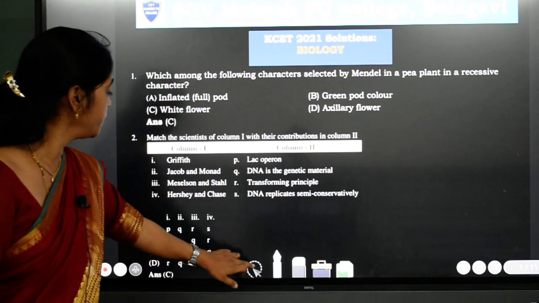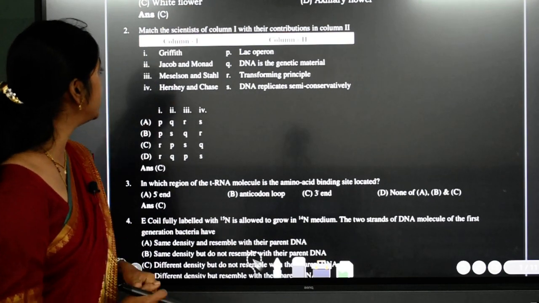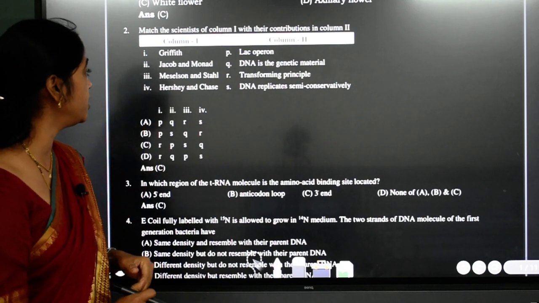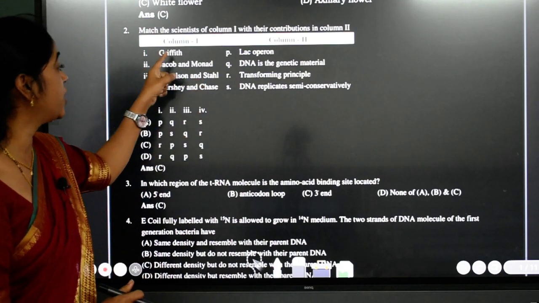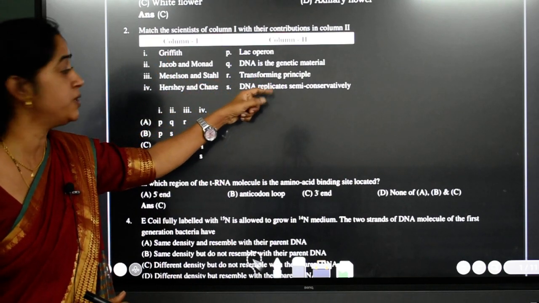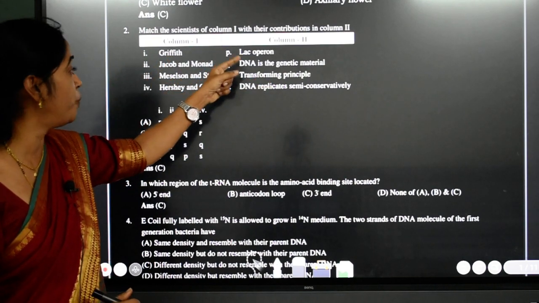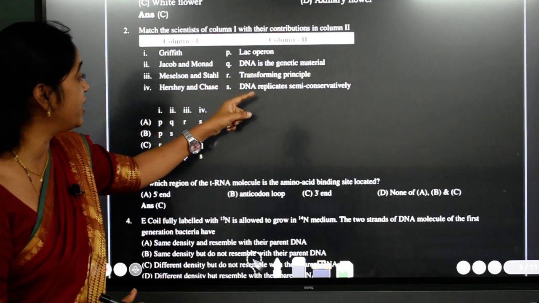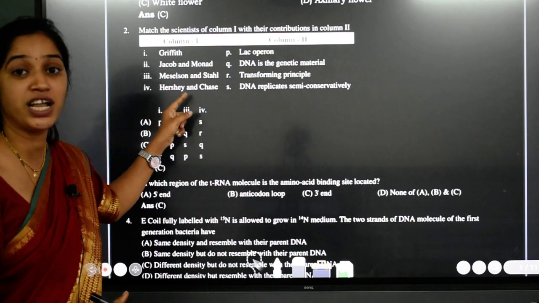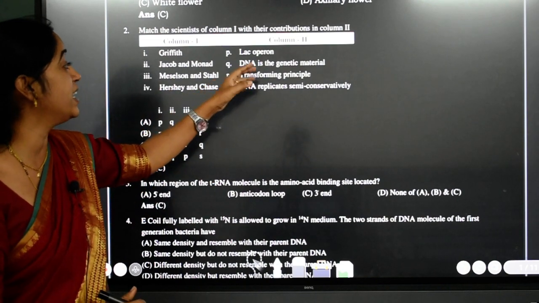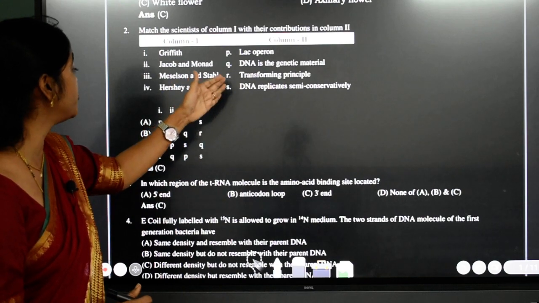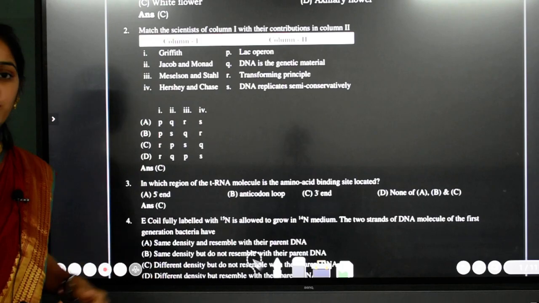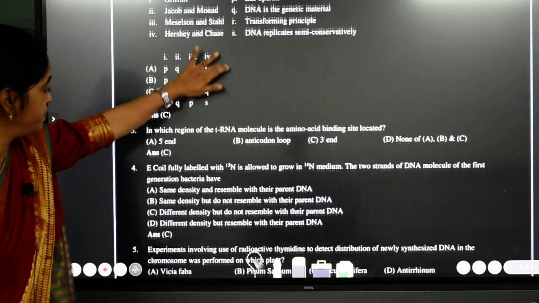Question number 2. Match the scientist of column 1 with the contributions in column 2. Let us match the following. Griffith gave the transforming principle. Jacob and Monod gave the Lac-Operon concept. Meselson and Stahl gave that DNA replicates semi-conservatively, and Hershey and Chase gave the explanation for DNA as a genetic material. If you match these, you will get C as the answer, that is R, P, S and Q.